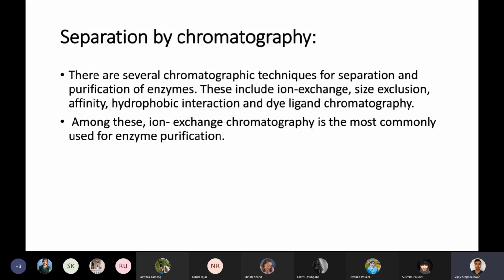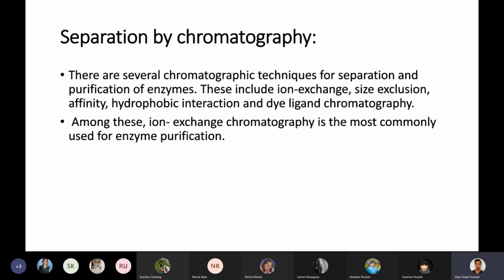For further, ultra-grade purification, you require the help of chromatography, which includes ion exchange, size exclusion, affinity, hydrophobic interaction, and dye ligand chromatography. Among these, ion exchange chromatography is the most commonly used for enzyme purification. Why? Because ion exchange chromatography is relatively less expensive compared to other chromatographic methods. Finally, the enzyme needs to be dried and packed.